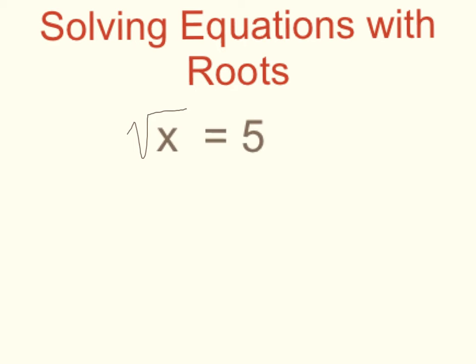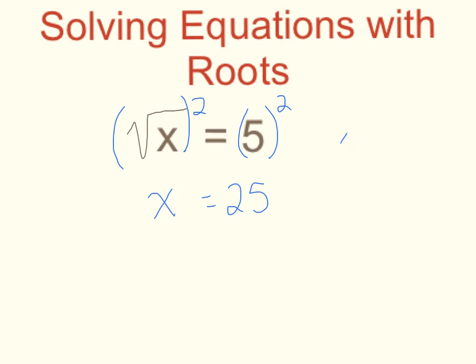Okay, working backwards, we can solve equations that have roots. So if I wanted to solve the square root of x equals 5, the inverse of square rooting is squaring. So I would square both sides of that equal sign. The square root of x squared is just x. The square and the square root sign go away. Oops, I meant to square the 5 too. And 5 squared is 25.